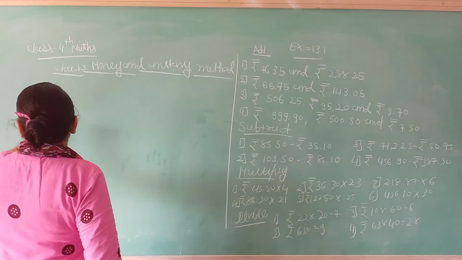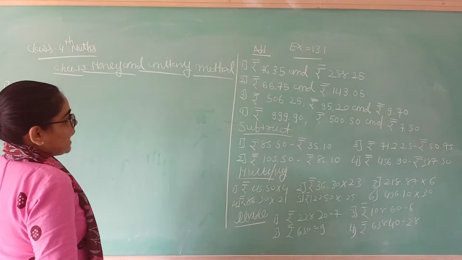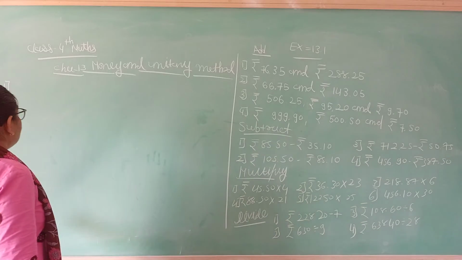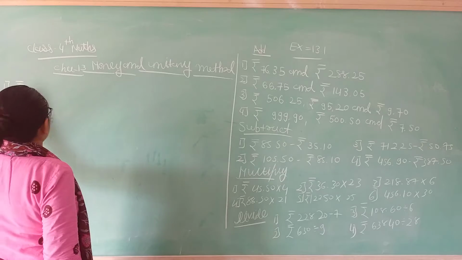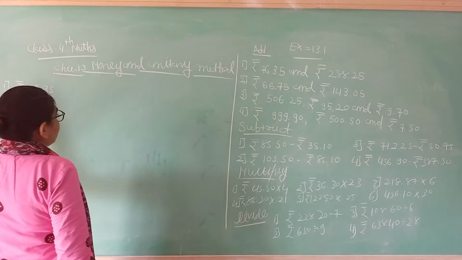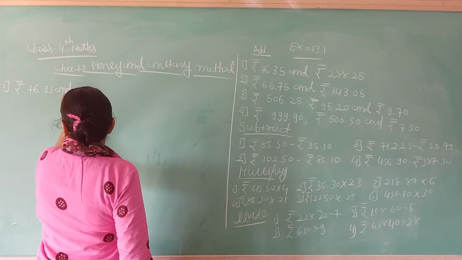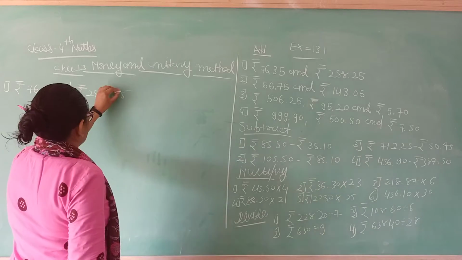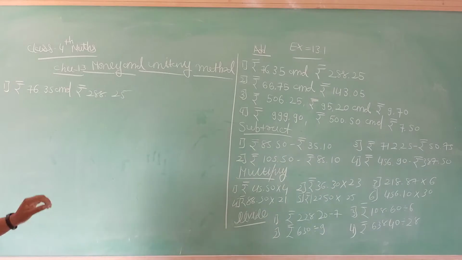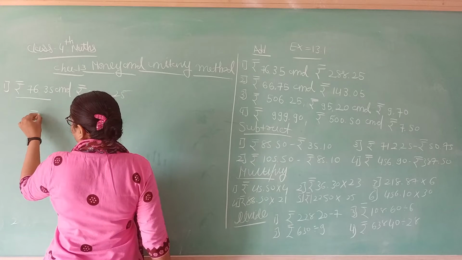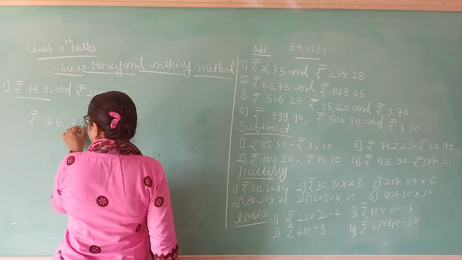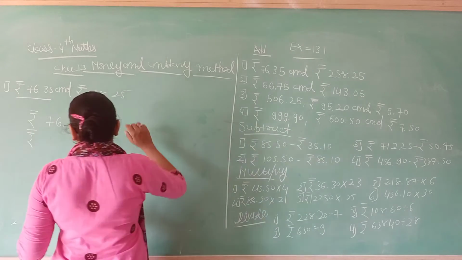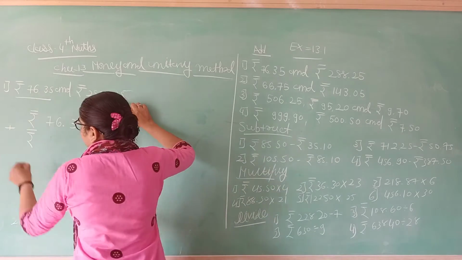How can we solve it? First sum is rupees 76.35 and rupees 288.25. Okay, so first question: 76.35 and rupees 288.25. So my dear students, first write down this one number, rupees 76.35. Then after, arrange the second number. Okay, we have to do our addition.